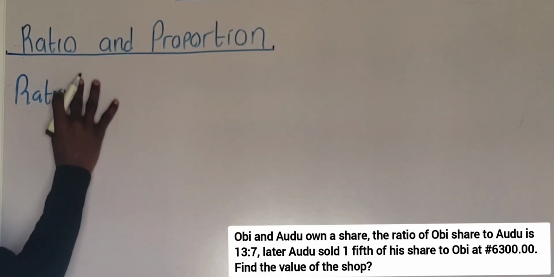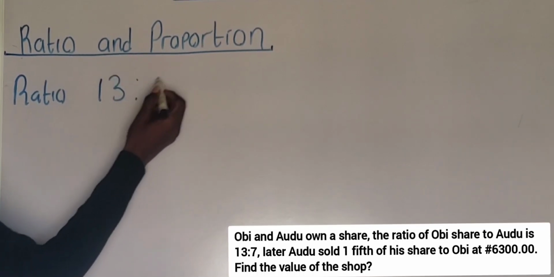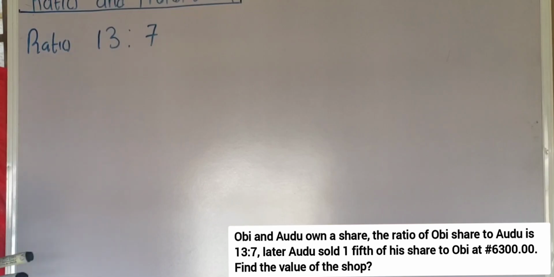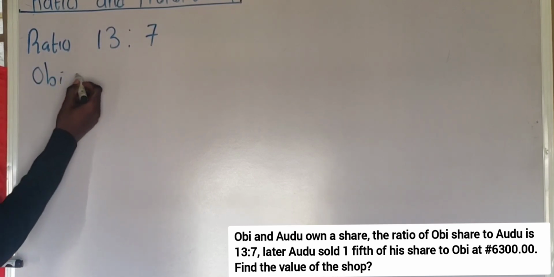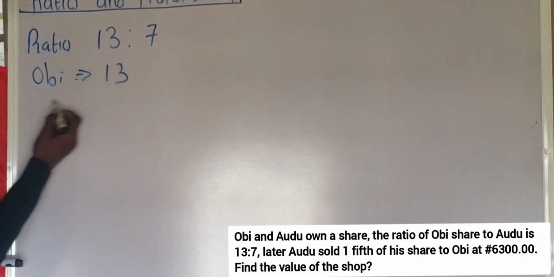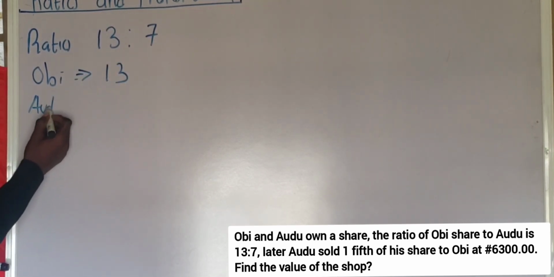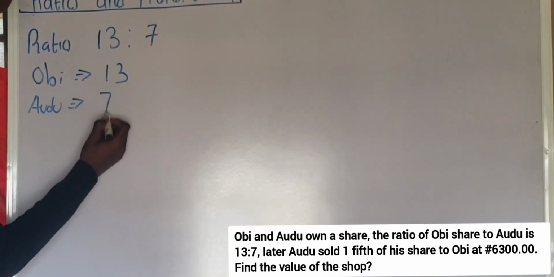The ratio here is 13:7. That is 13:7. Okay, I want you to pay attention to the information in the question. We are given that the ratio of Obi's share to Audu's is 13:7, which means that when Obi has 13 as his share, Audu has 7. Do you understand? So Obi will be equal to 13. That means Audu will be equal to 7 as his share.